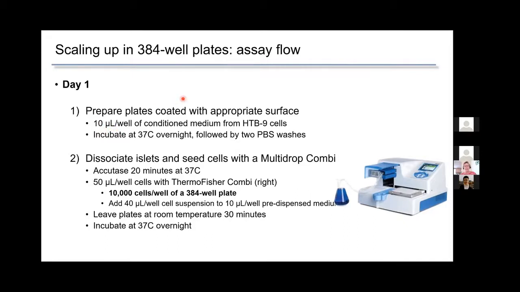And again, this is all 3D 4-well plates, but this can be easily adapted to 96. We do that all the time. Now, we don't have a lot of experience with, say, 48 or 24-well plates, but this process is so straightforward, I don't see why it wouldn't work, but that would be maybe up to you to test. So 10 microliters per well of our conditioned media from the HTB9 cells, and we incubate at 37 degrees. We incubate overnight when possible, but that can be even 1 or 2 hours. And then we wash twice with PBS.